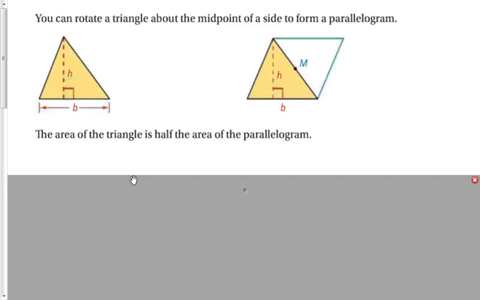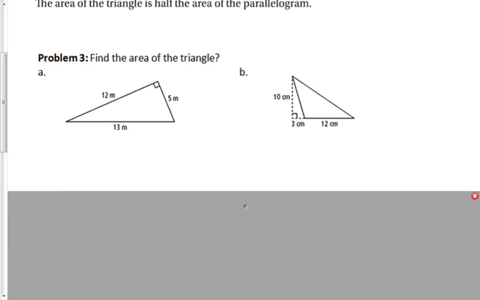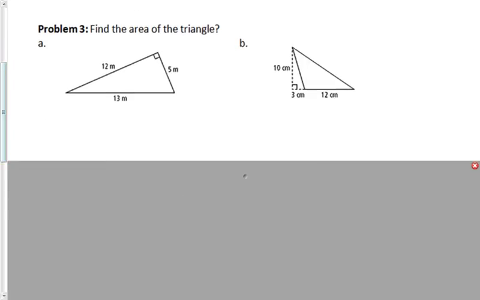So you can rotate a triangle about the midpoint of a side to form a parallelogram. So if we rotate about the midpoint here, just like was done here, it would make the same triangle just rotated, and would form one whole parallelogram. The area of a triangle is half of the parallelogram. That's why it's 1/2 times base times height. So let's use that, and now let's find the area of the triangle. You just have to know what the base is and what the height is.